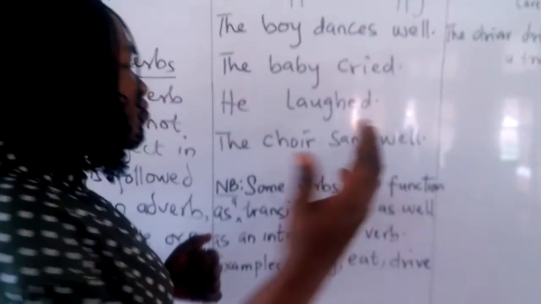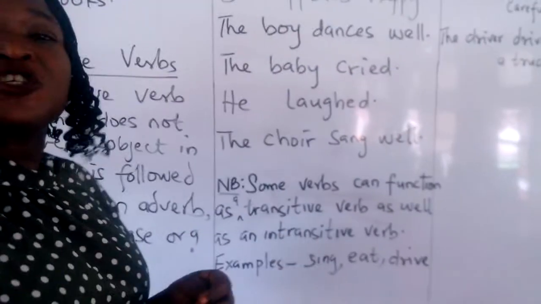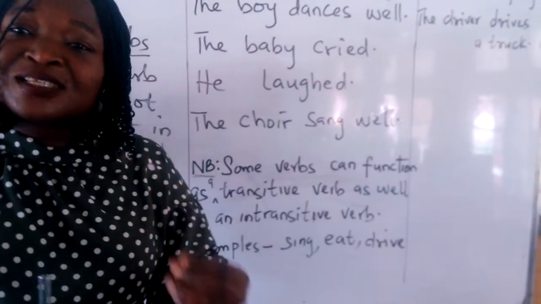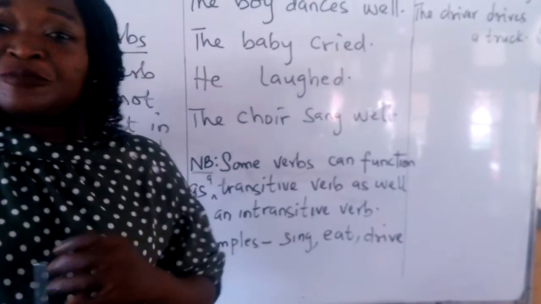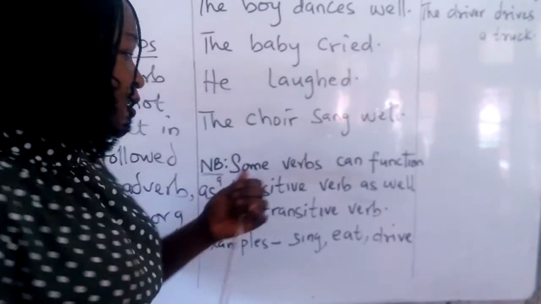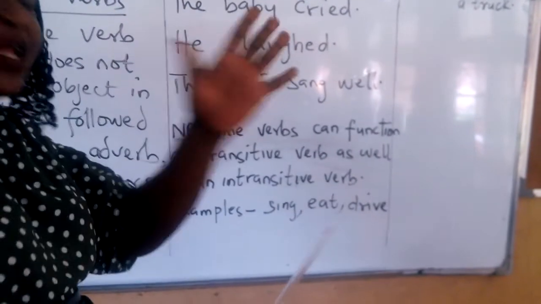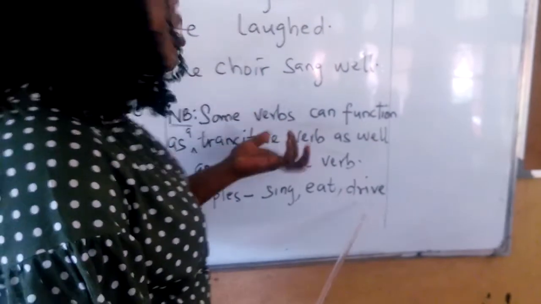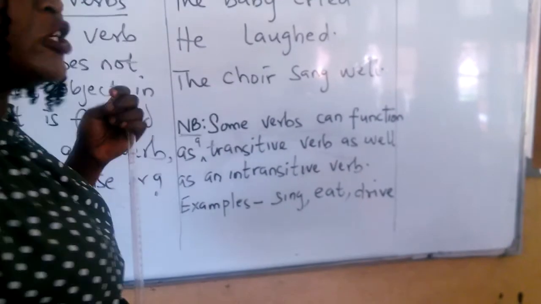Okay, there are some verbs, important verbs I do call them, that can function both as intransitive verbs and as transitive verbs. They can take objects, they can as well not take objects in sentences. We have some of them, just some of them. There are many of them, but I just have sing, eat, drive. Okay, let's illustrate with these 3 verbs.